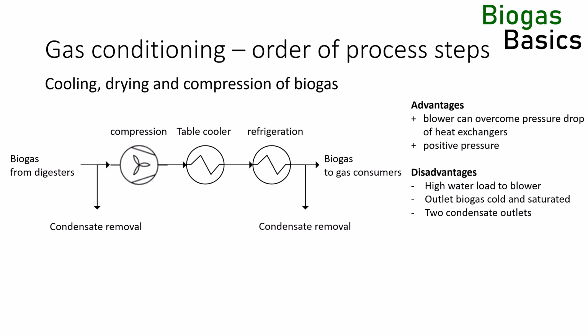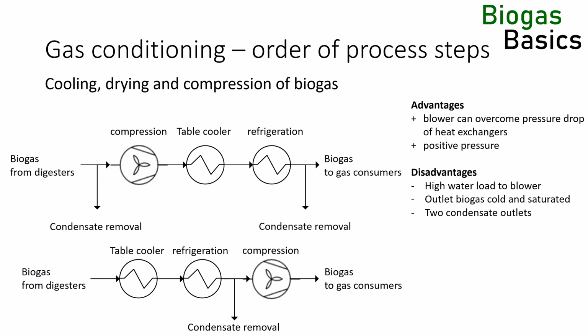Lastly, this layout requires 2 condensate outlets plus a third further down the line. A biogas heater might be required downstream of the last heat exchanger to prevent condensation in the pipeline to the gas consumers. The alternative arrangement has the 2 heat exchangers first and then compresses the gas to the target pressure. Condensate is removed after the second heat exchanger.